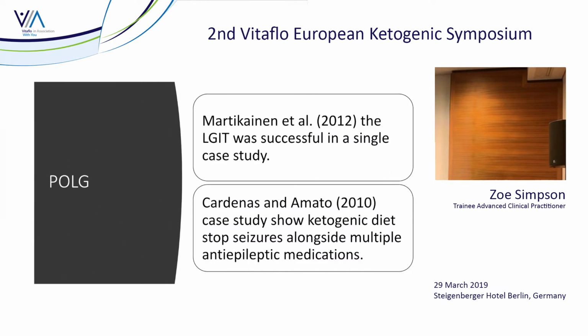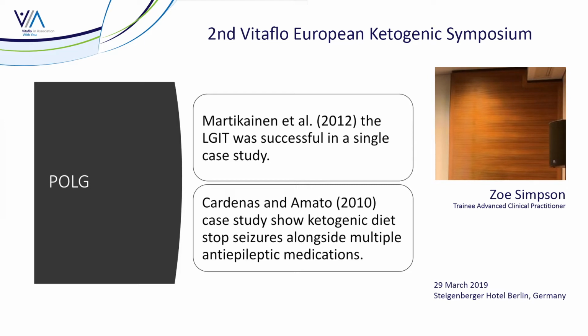So POLG, or Alpers. POLG is the only DNA polymerase present in the mitochondria. Its function is to repair and replicate the mitochondrial DNA. So as you can see, this is a pretty rubbish repair mechanism within the mitochondria. Defects and dysfunction within the POLG results in mitochondrial depletion and cell death.